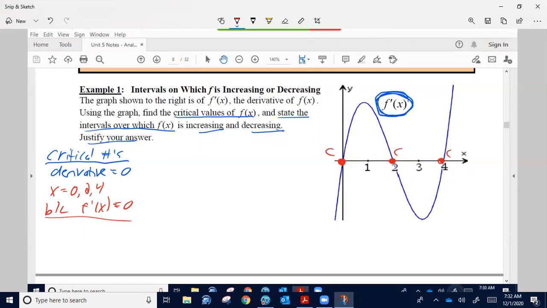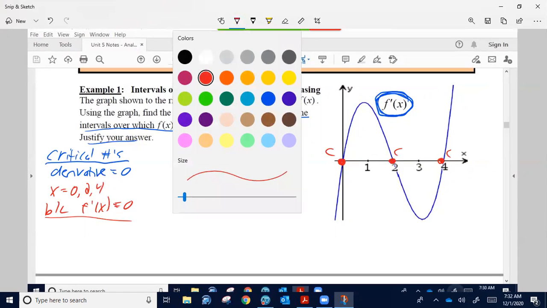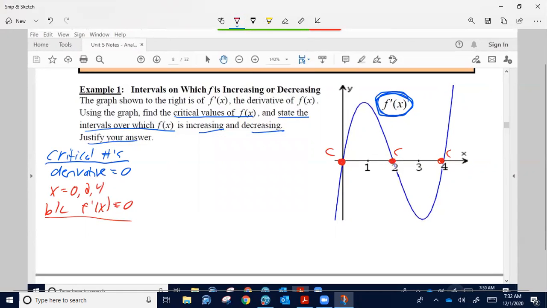So you have to display that you understand the definition of a critical number. Now, critical numbers also happen when the derivative is undefined. If you look at this graph, there is no undefined. There are no breaks, there are no asymptotes, there's nothing going on. So we don't have any of those critical numbers. Then it asked us, where are we increasing?